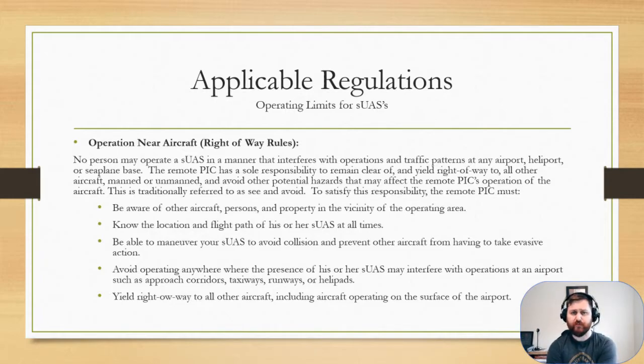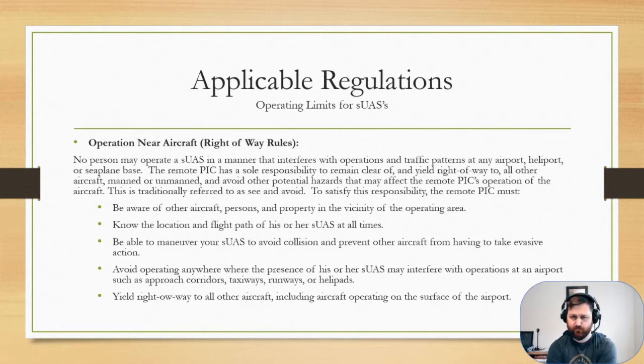Other additional operating limits for the sUAS. Operation near aircraft, which is basically our right-of-way rules. No person may operate an sUAS in a manner that interferes with the operations and traffic patterns of any airport, heliport, or seaplane base. The remote PIC has sole responsibility to remain clear of and yield the right-of-way to all other aircraft, manned or unmanned, and avoid other potential hazards that may affect the remote PIC's operation of the aircraft. This is traditionally referred to as see and avoid.